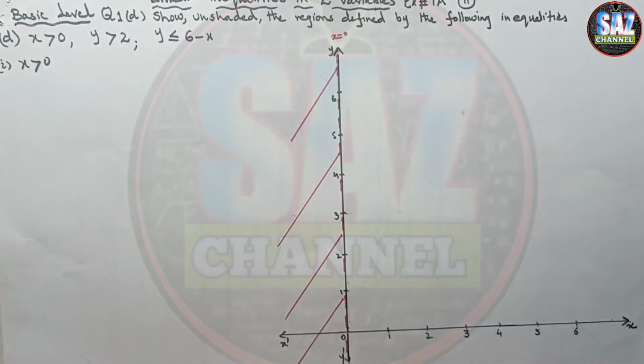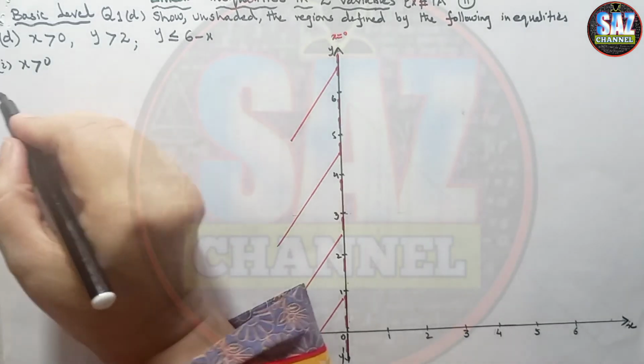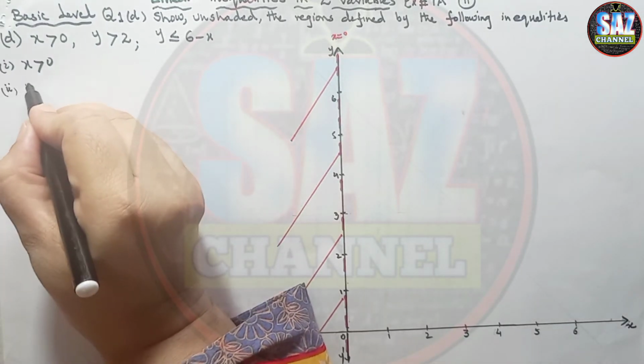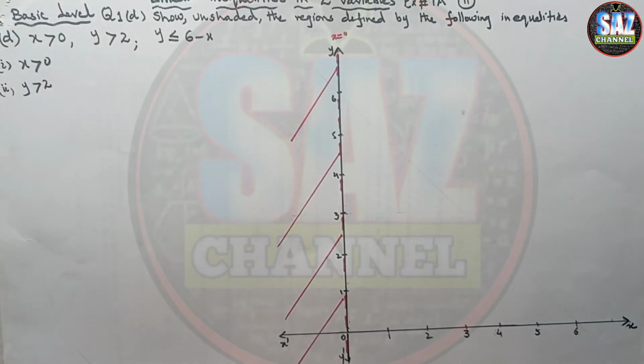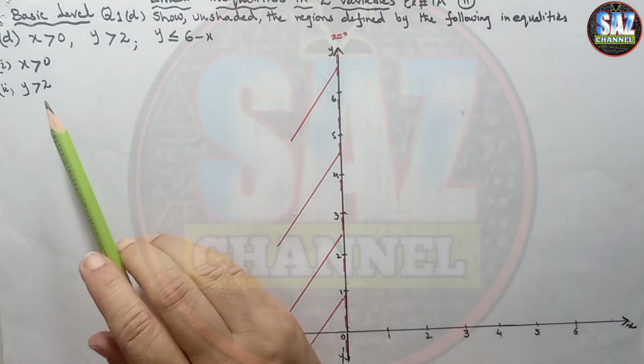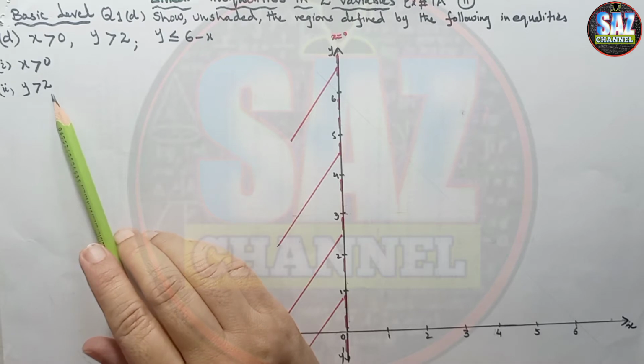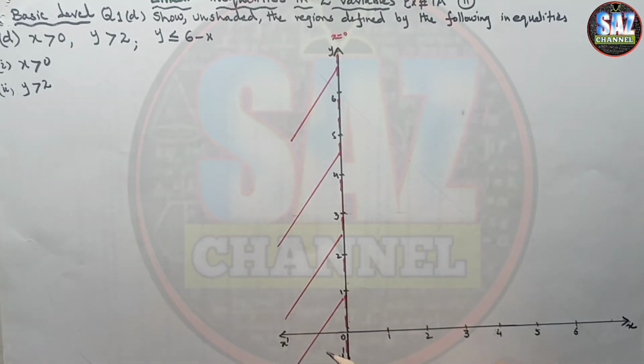Coming to the second inequality condition, that is y greater than 2. First of all, we have to identify the place on which we are going to mark y equals to 2. I hope all of my students know that in order to plot the inequalities, we basically have to plot the simple linear equations. So first I have to reach y equals to 2. Let me look at D part. Yes, this is y greater than 2, and again this is just a greater than condition.